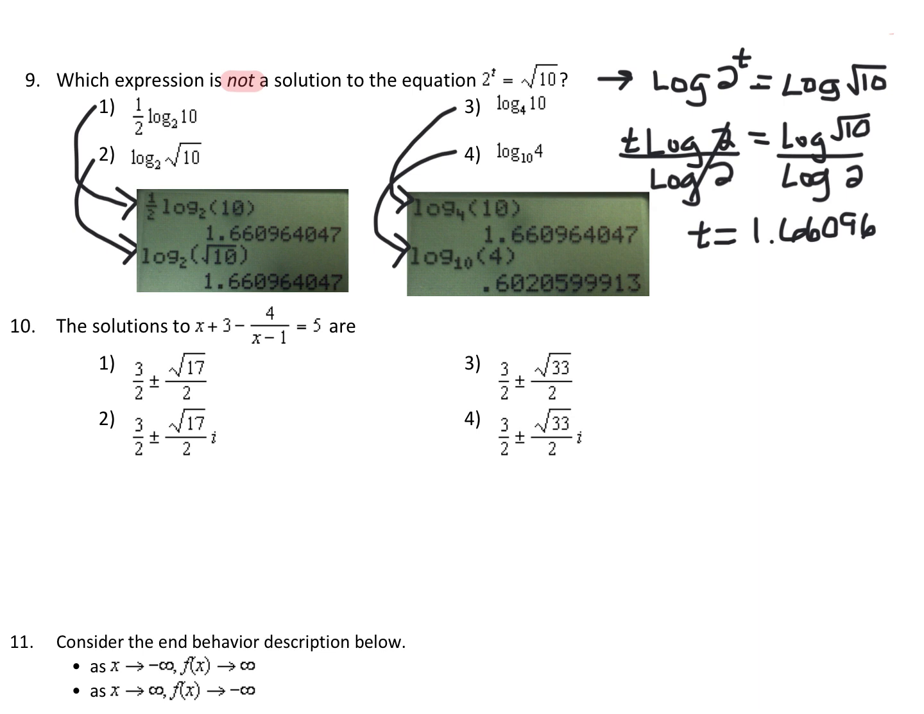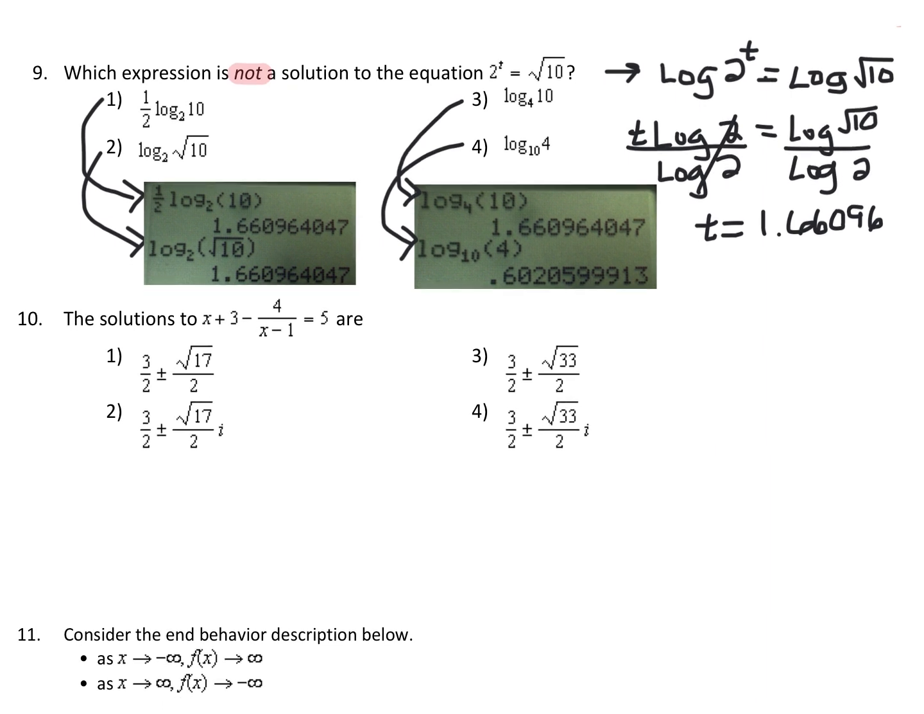Okay, so I plugged in choice 1 into the calculator and got the same decimal. Choice 2 gave me the same answer. Choice 3 gave me the same answer. And look, choice 4 is the only one that did not. This does not match up with that. So choice 4 is the answer. This is the one that is not a solution.